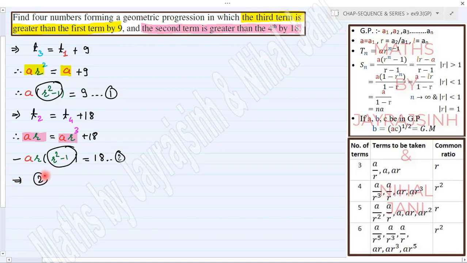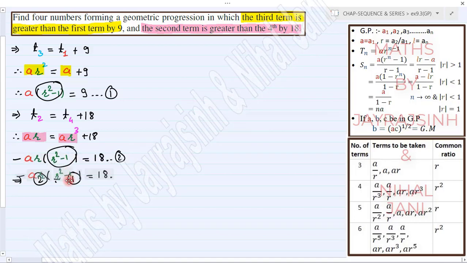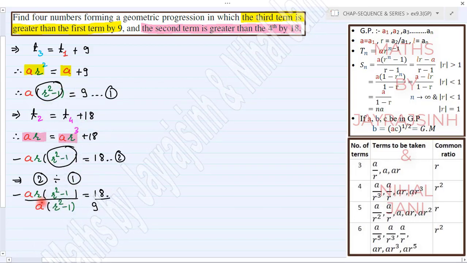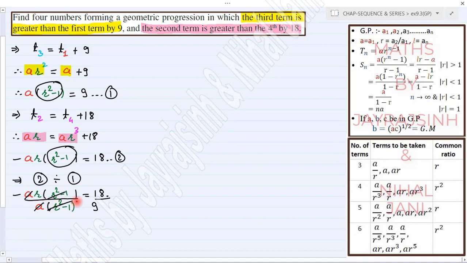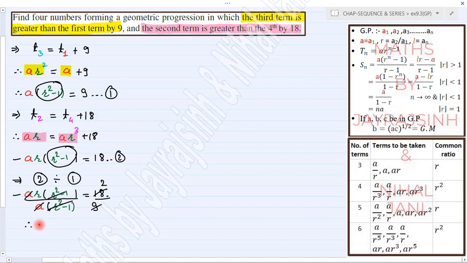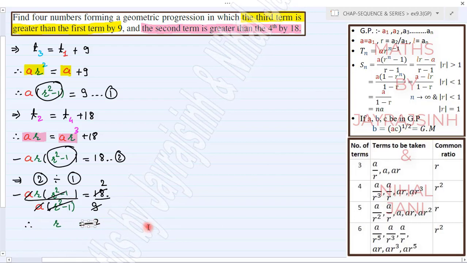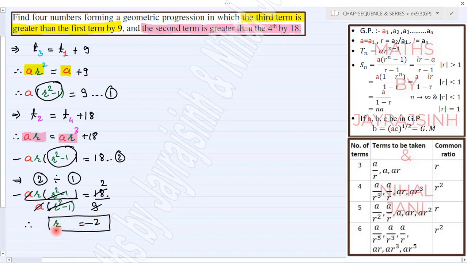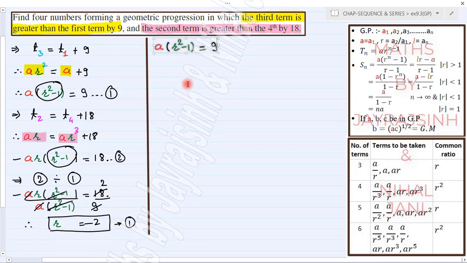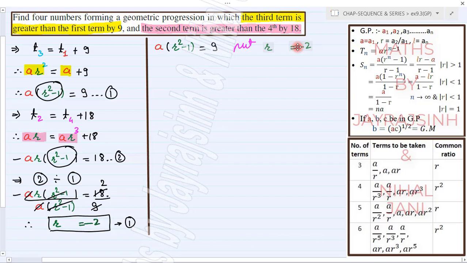Now we have to solve them, and to get the values of a and r, let's take the ratio of the second equation to your first equation. So here your a and r^2 - 1 will cancel out, and 9 twos are 18. So we will get -r = 2, or we can say r = -2 is your common ratio. Now to get the value of a, let's use equation number 1 and substitute the value of r, which is -2.